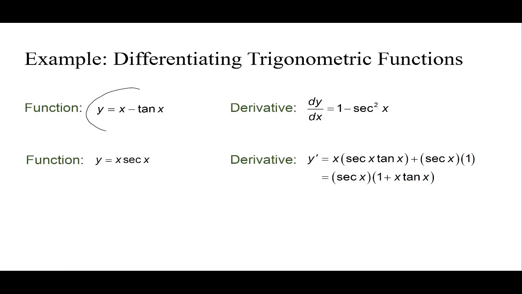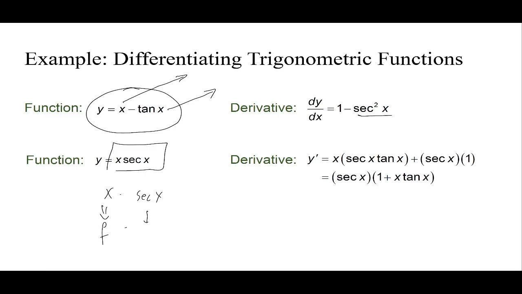examples, this is the function we have been given. For finding the derivative of this function, you need to find the derivative of the first function, which is 1, and the derivative of the second function. From this formula, we can say it's secant squared x. Here, it's a product of x times secant x. So this is one function, and this is another function. So you need to use the product rule.